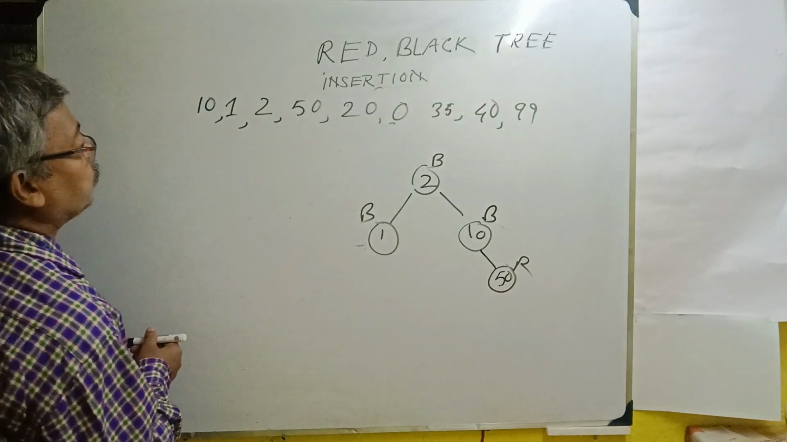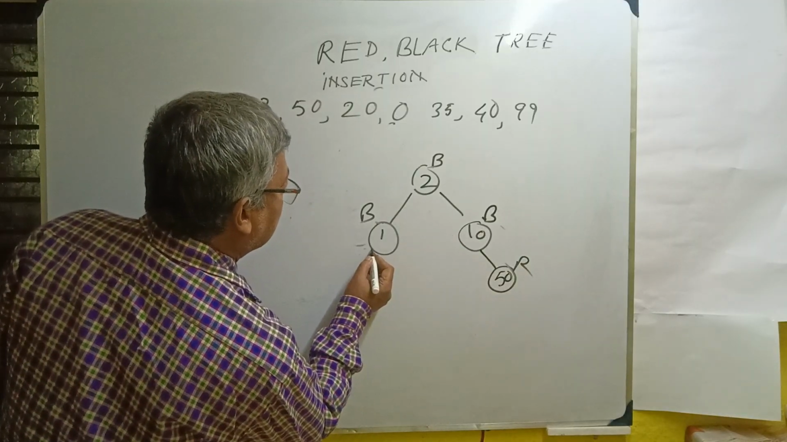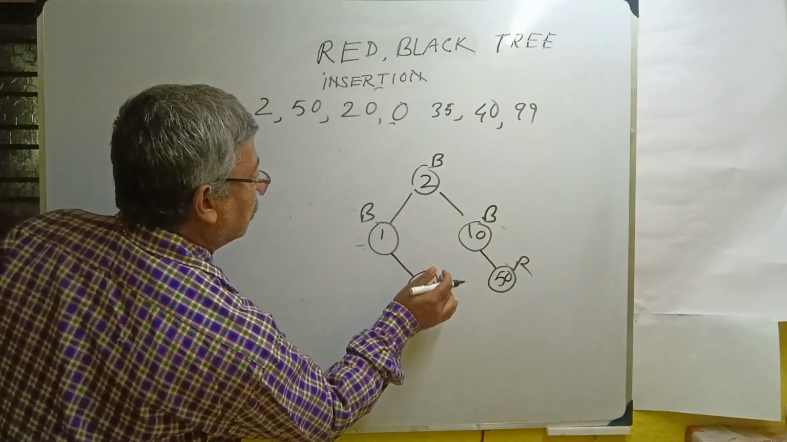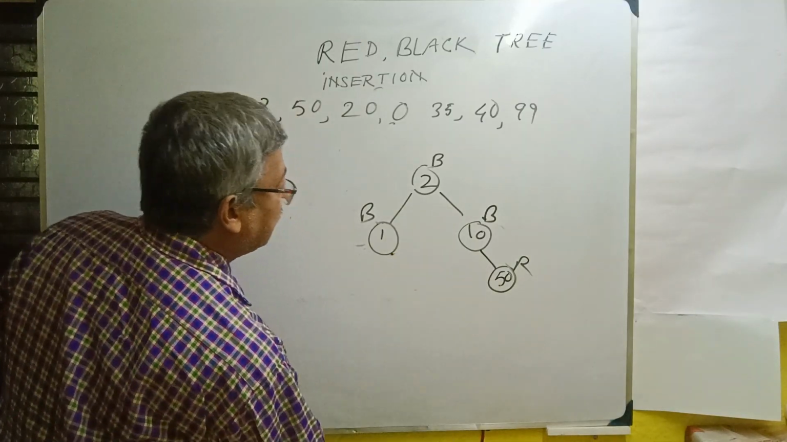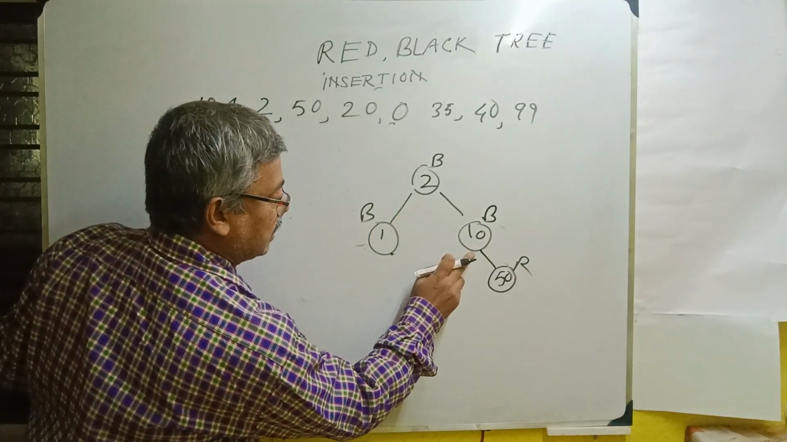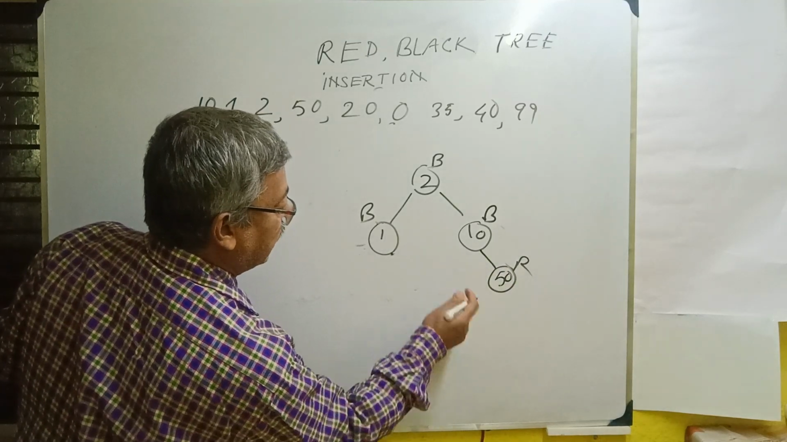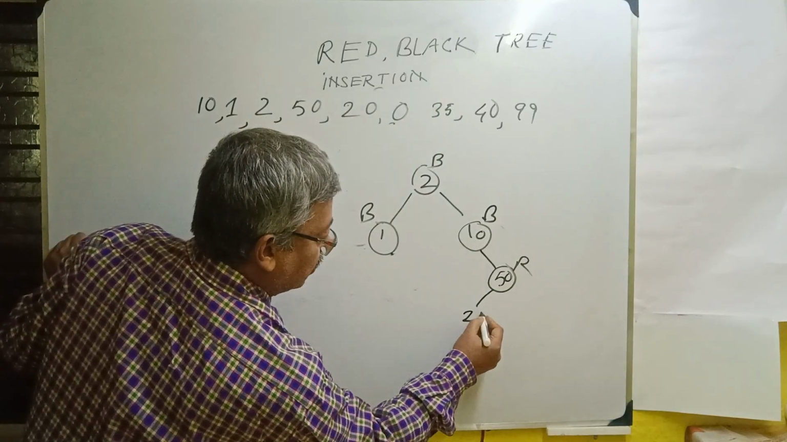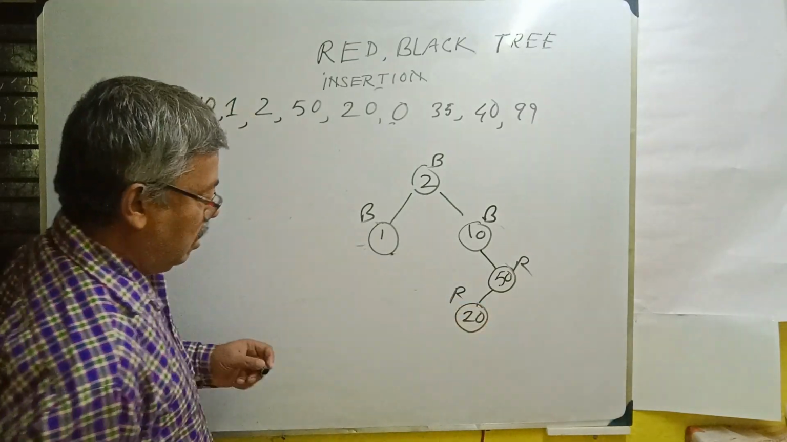The next node, that is 20. 20 at the position of the 1, that is the right child of the 1, greater than 1, but no, 2 will not come at that position. 20 is greater than 2, greater than 10, but less than 50. Less than 50 means this is the position of 20. The color will be red. Okay.